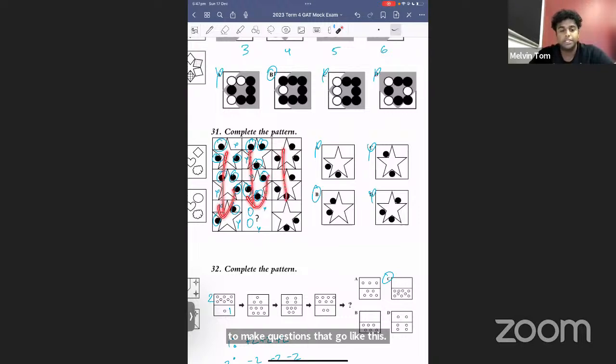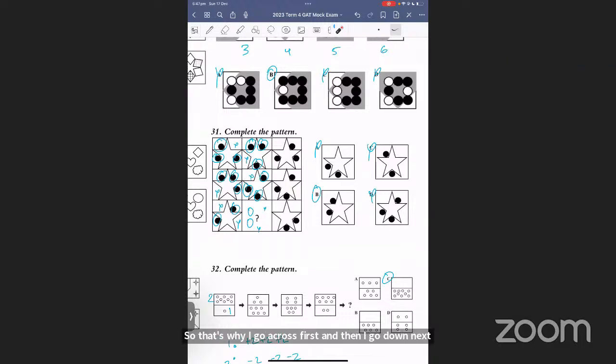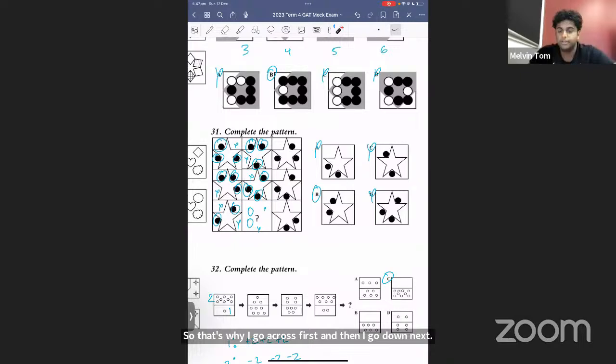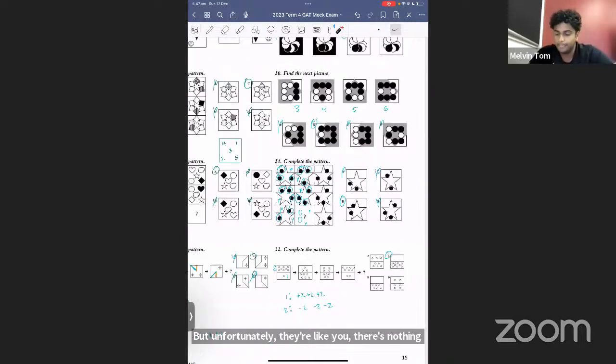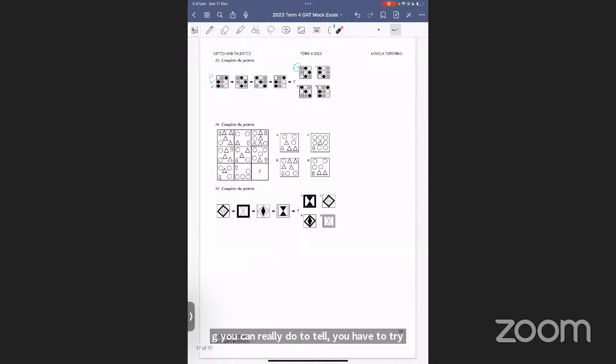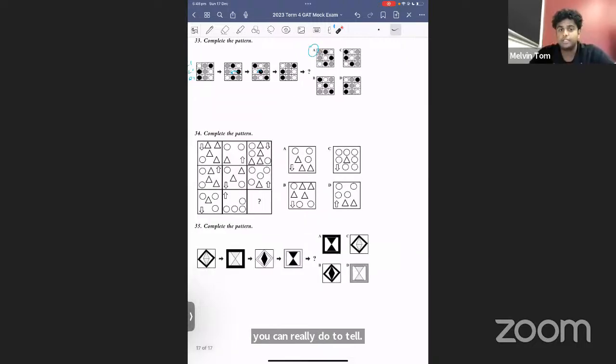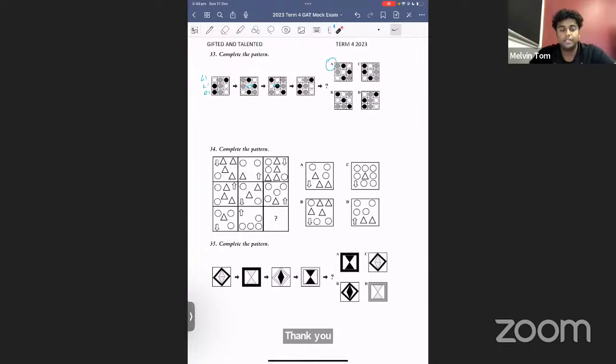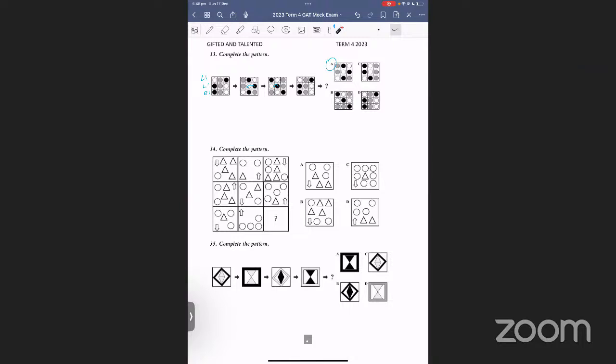Obviously, they'll change it up every now and then, but if you look through the textbook answer key, most of the time the pattern is just going across like this. So that's why I go across first and then I go down next. But unfortunately, there's nothing you can really do to tell straight away. You just have to try it out. Understand? Calvin, I can see you have your hand up. If you send it in the chat, I'm happy to answer the question, but I won't take questions over the microphone.